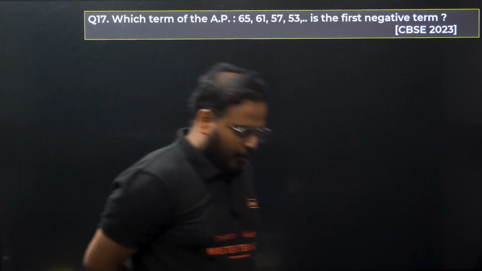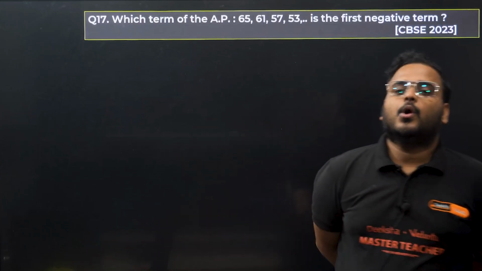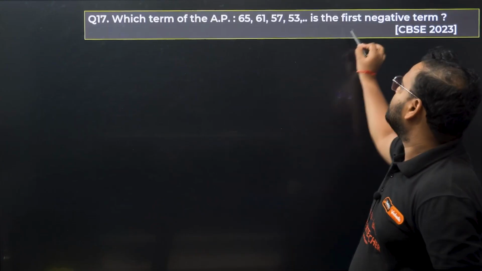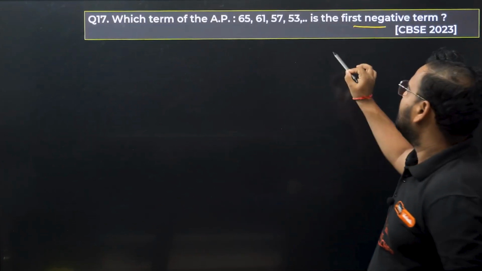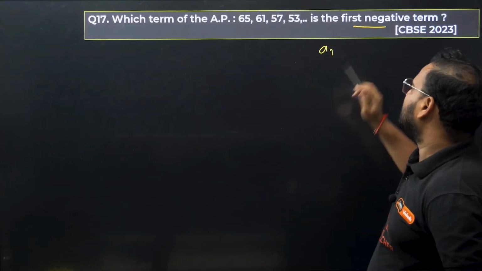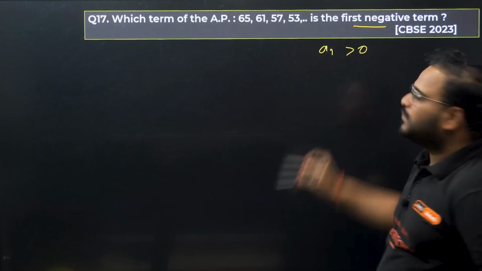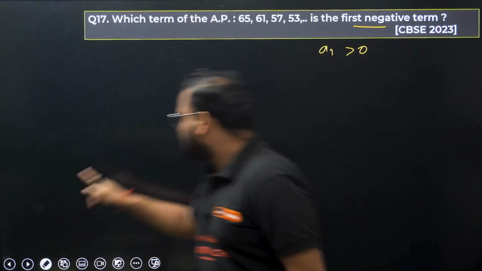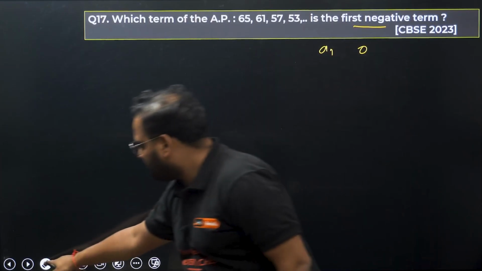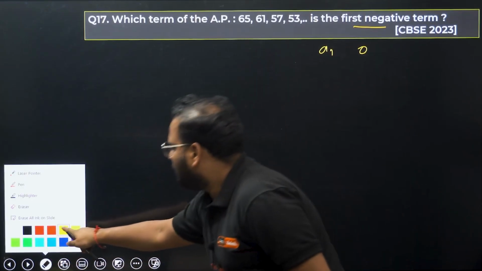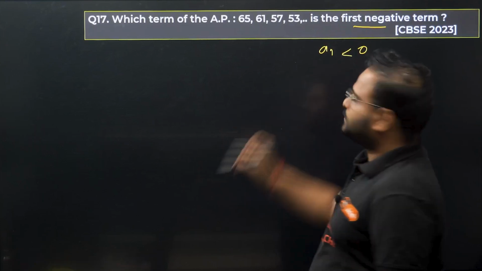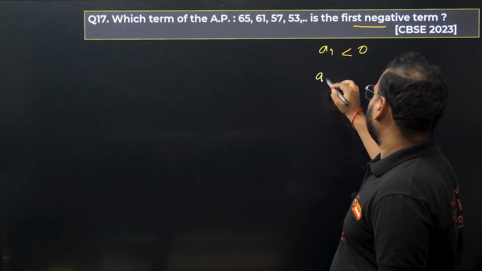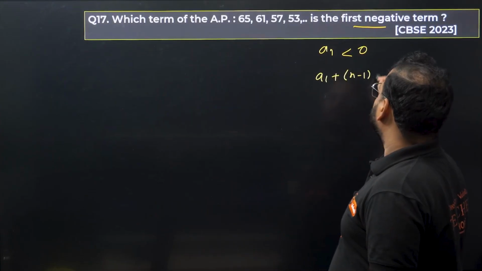Question number 17 now. Which term of the AP given like this is the first negative term? Basically, I have to figure out AN should be less than 0, since I'm looking for a negative term, not positive. Can you write AN now? It's given as A1 plus n minus 1 times D, less than 0.